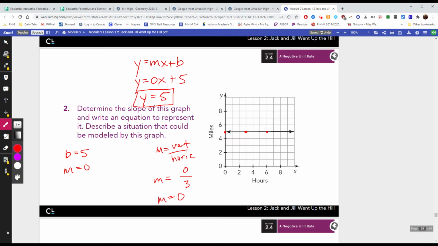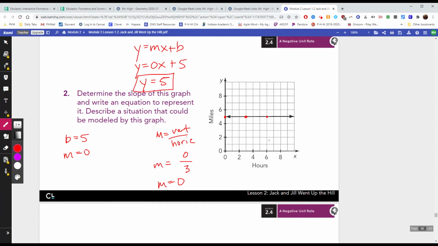Situation that could be modeled by this. What's happening is that time is going on, but the number of miles is staying the same. So this could be a situation where my car is parked at school 5 miles away from my house, and it's parked there all day long. So it's just staying 5 miles away, even though time is going on.